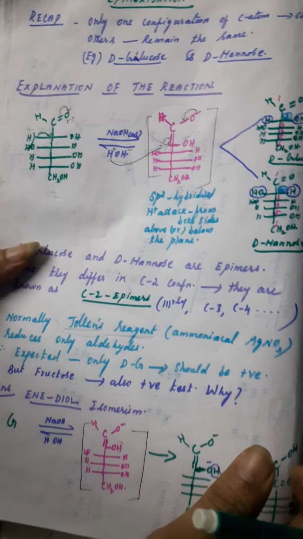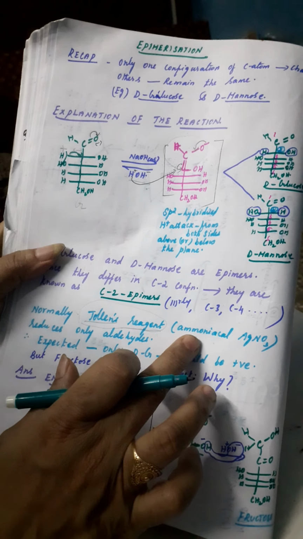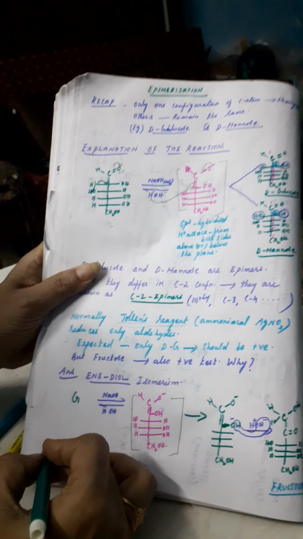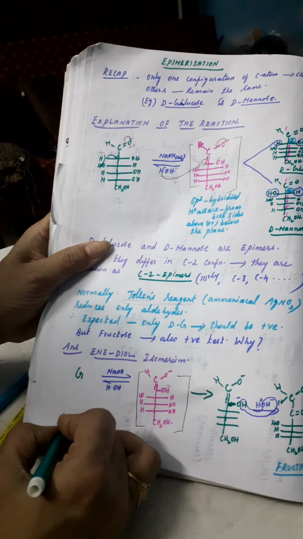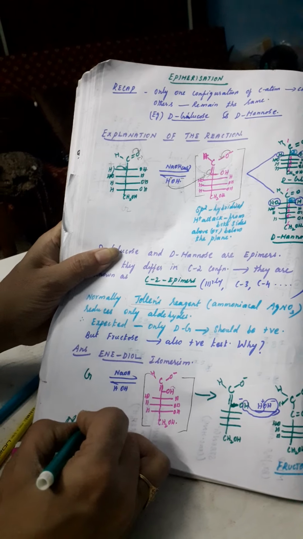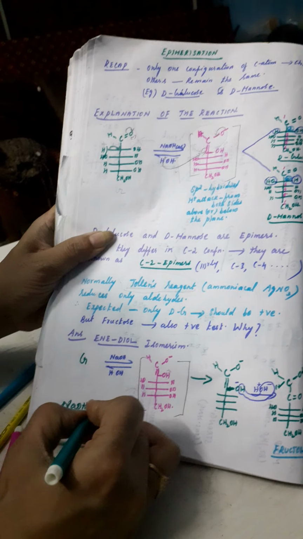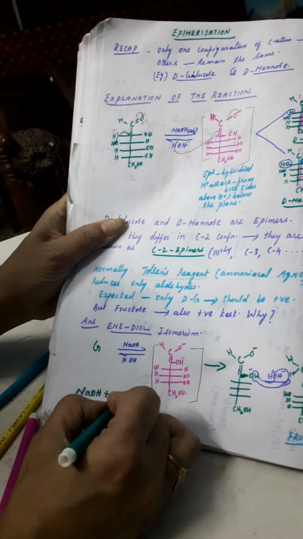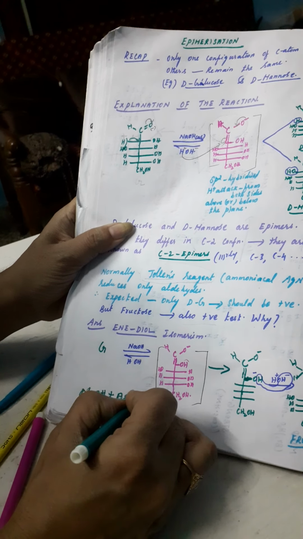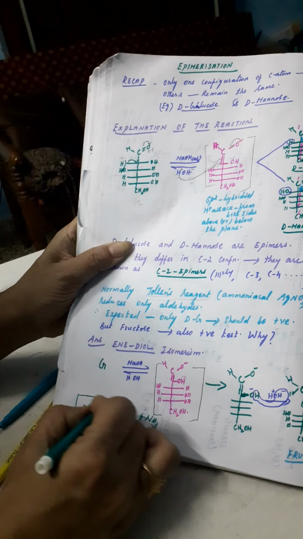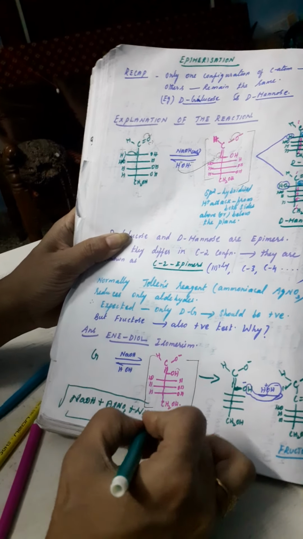You can ask me the question. Ma'am, you told Tollens reagent and suddenly why are you talking about NaOH? Do you know the reason why? Because Tollens reagent is prepared only in a basic medium. It is prepared by taking NaOH solution first, and then you have to dissolve silver nitrate in NaOH, and then you have to add ammonia. Only this is called Tollens reagent.